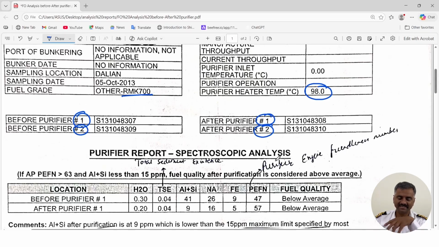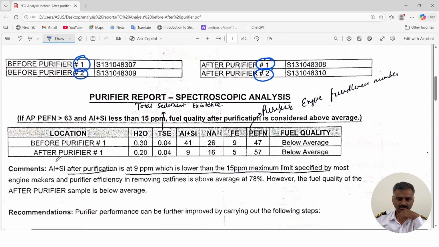A spectroscopic analysis has been carried out. So it is saying the engine friendliness number, that is, the purifier engine friendliness number. This is a Visual Labs friendliness number that they have devised based on some conditions. We'll see what conditions they check when devising this number. If the friendliness number is greater than 63 and alumina plus silica cat fines is less than 15 ppm, then fuel quality after purification is considered above average. That is what it is saying.